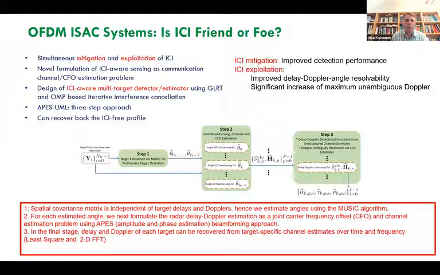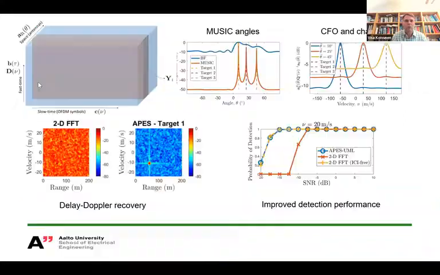And that is solved using the so-called SPS algorithm, which is an amplitude and phase estimation algorithm by Petre Stoica, and it's basically a beamforming approach for solving this problem. Then in the third stage, here on the right, the delay and Doppler of each target is recovered from the target-specific channel estimates over time and frequency, which basically means that you have to do least squares estimation and do the FFT process. Here I also try to illustrate these stages a bit more.